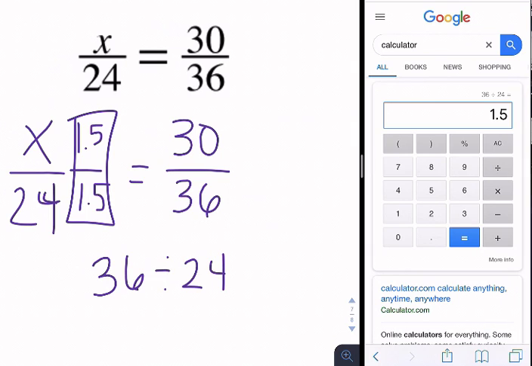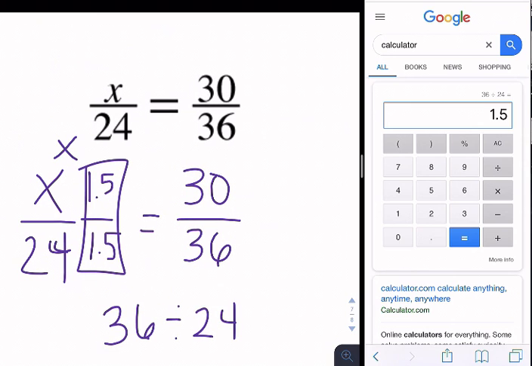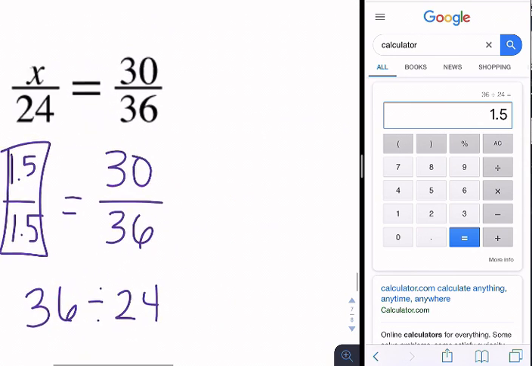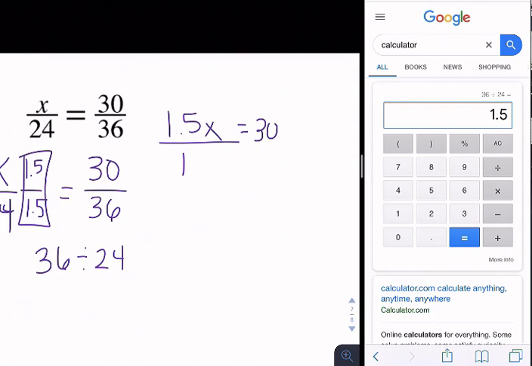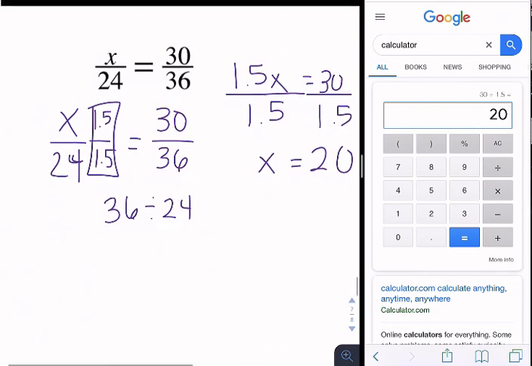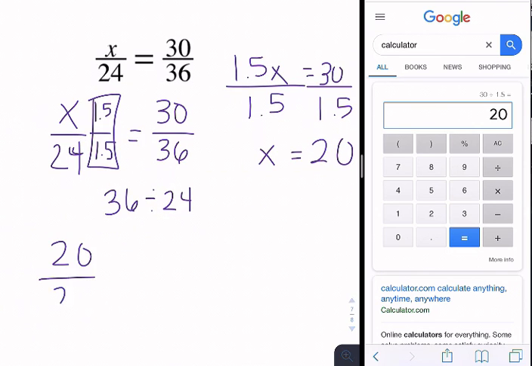Now, we're still going backwards because x, I'm going to write this over here, x times 1.5 equals 30. And I'm going to do 1.5 times x equals 30. So now I need to divide by 1.5. So 30 divided by 1.5, and I get x equals 20. So 20 out of 24 is equal to 30 out of 36.